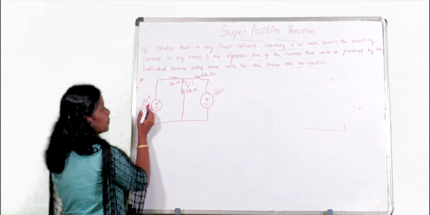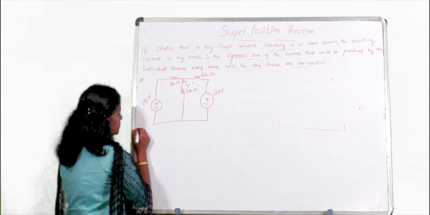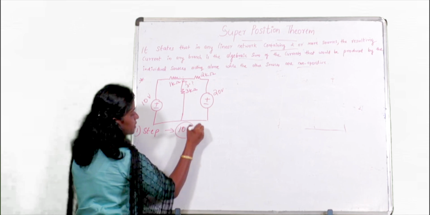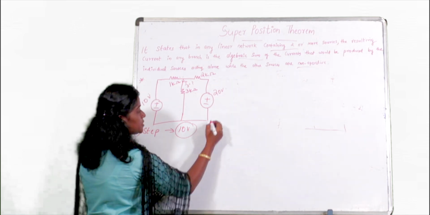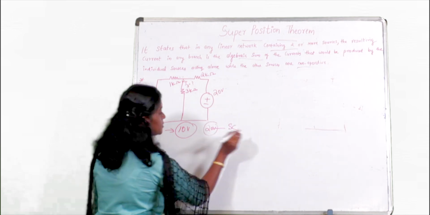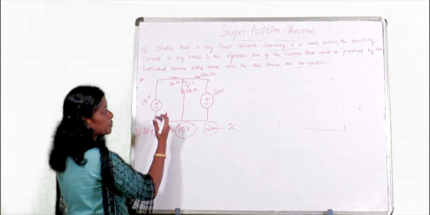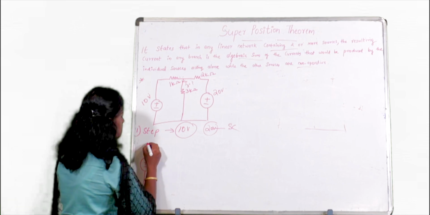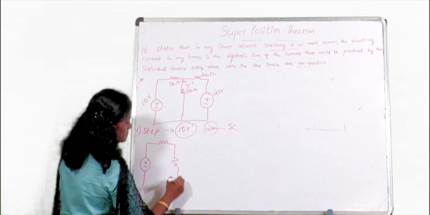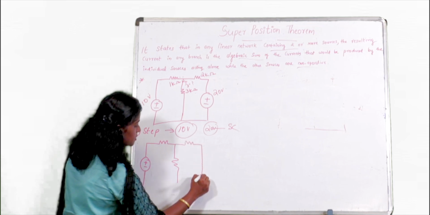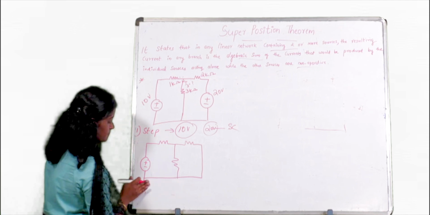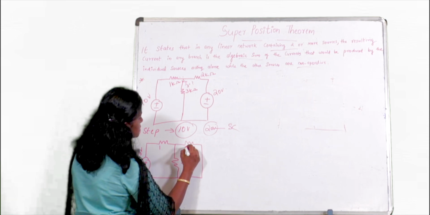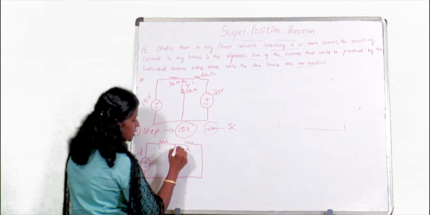So first I am going to consider this 10 volt source. So the first step is we are going to consider the 10 volt source. That time this 20 volt source we have to short circuit. So again I'm going to redraw the circuit. Here is this 10 volt source, and this time the other should be short circuit. This is the 10 volt source, this is 1 kilo ohm, this is 3 kilo ohm and this is 2 kilo ohm. Let it be I1.